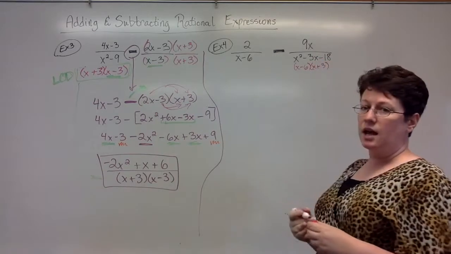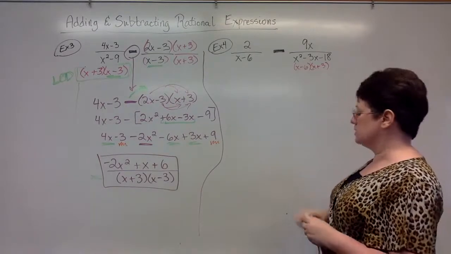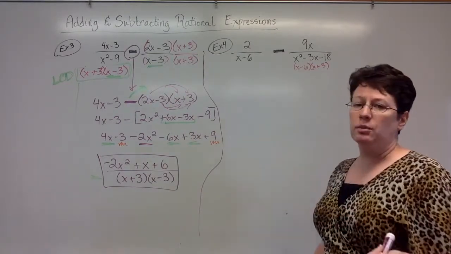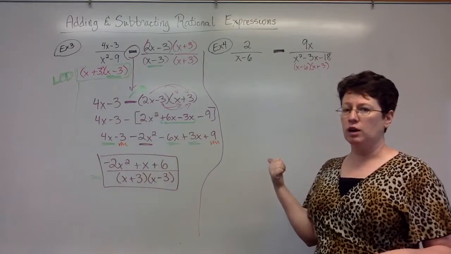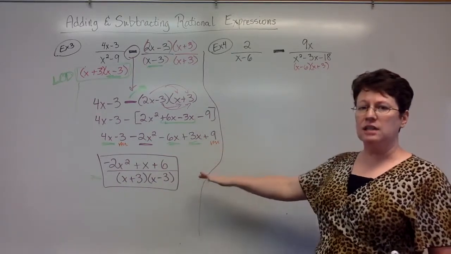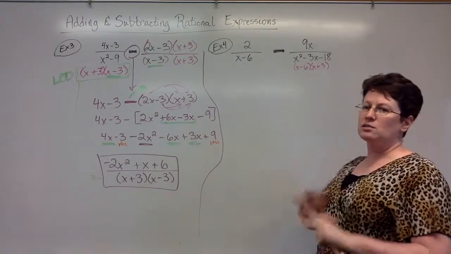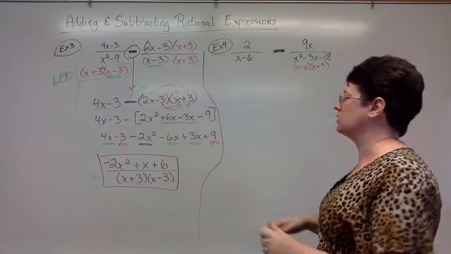How do I know the 6 is negative? Because it's the bigger number. Remember, the bigger number gets the same sign as the middle. Here's the interesting part. With adding and subtracting rationals, most students understand the theory and the concept. Where they make their mistakes is in the factoring. That's why we did that whole lesson on factoring.